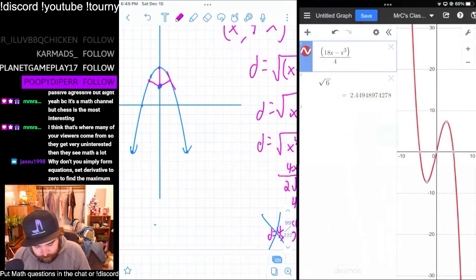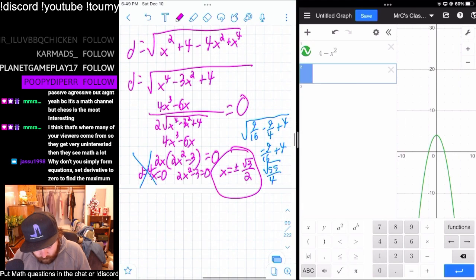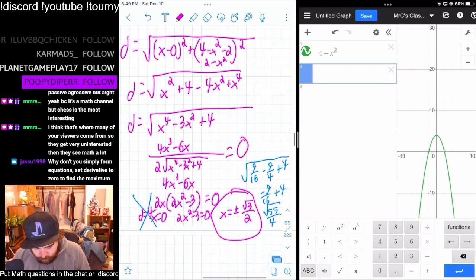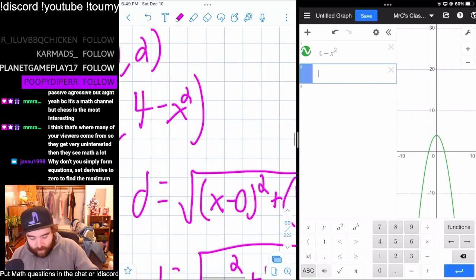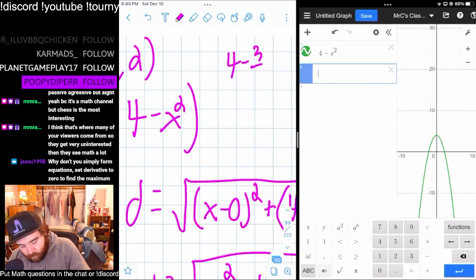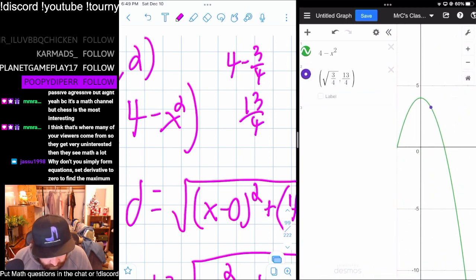Let's look at this on Desmos. So we've got 4 minus x squared. I guess we could find the point too. So what happens when we plug in root 3 over 2 into this? You get 4 minus 3/4, which is 13/4. So can I graph the point root 3 over 2, comma, 13/4? Well, that worked out.